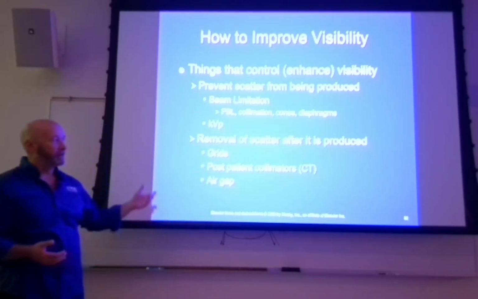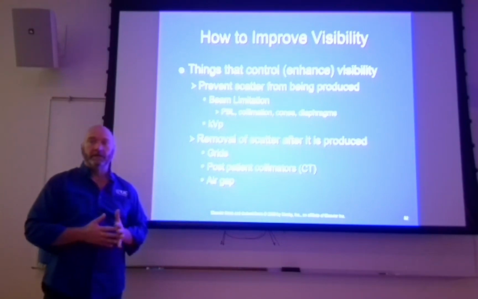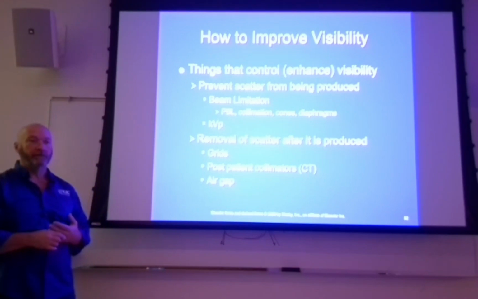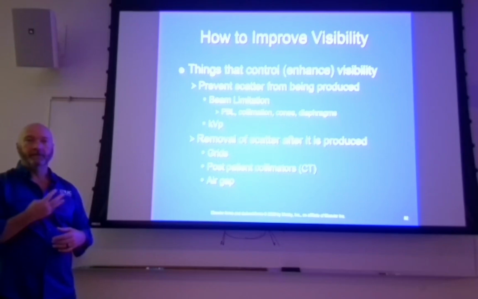So what's your grid conversion for a 10-to-1 grid? You've got to increase by a factor of, remember? It's about 4. It's about 4 times the mass.